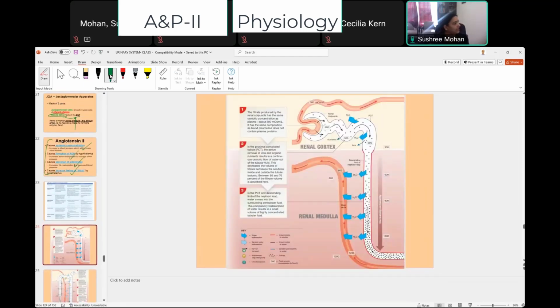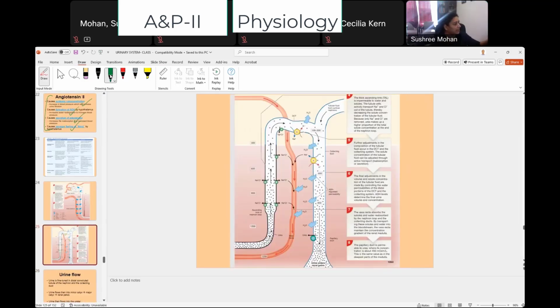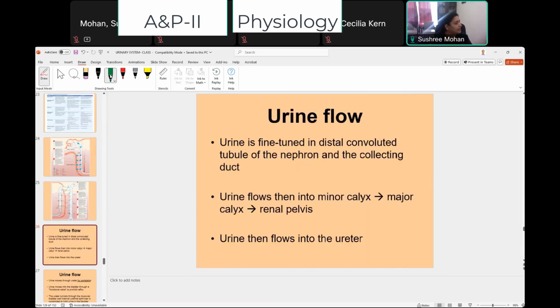Right here, diagrammatically, it shows step 1, 2, and 3. This is from your textbook, so you have access to it. And at each step, what happens? Urine is fine-tuned in the distal convoluted tubule. To fine-tune means finally we have the least amount of water being lost. Maximum is retained and reabsorbed back.